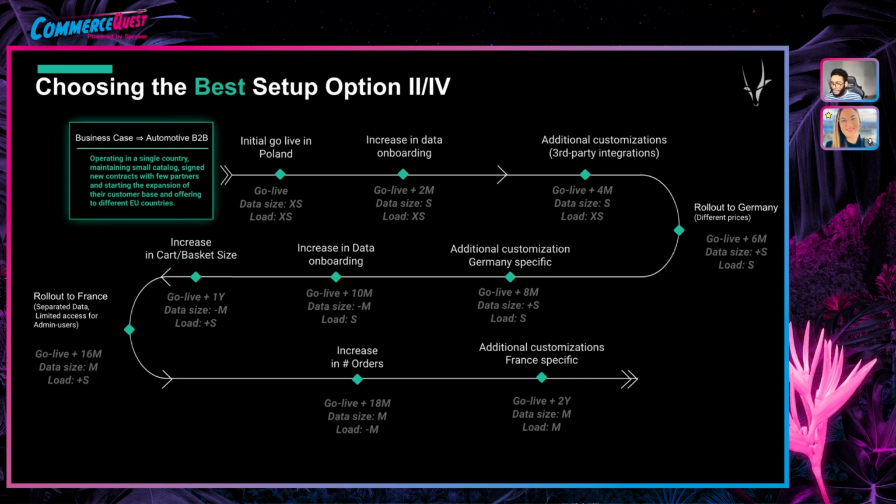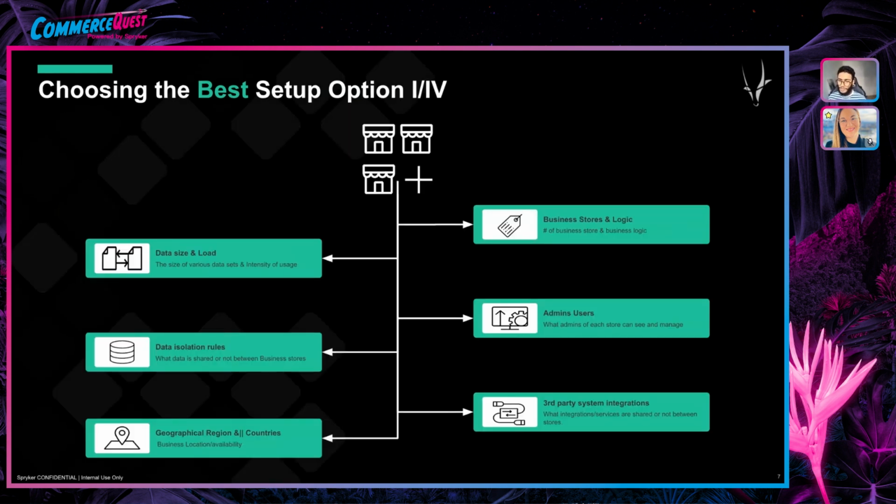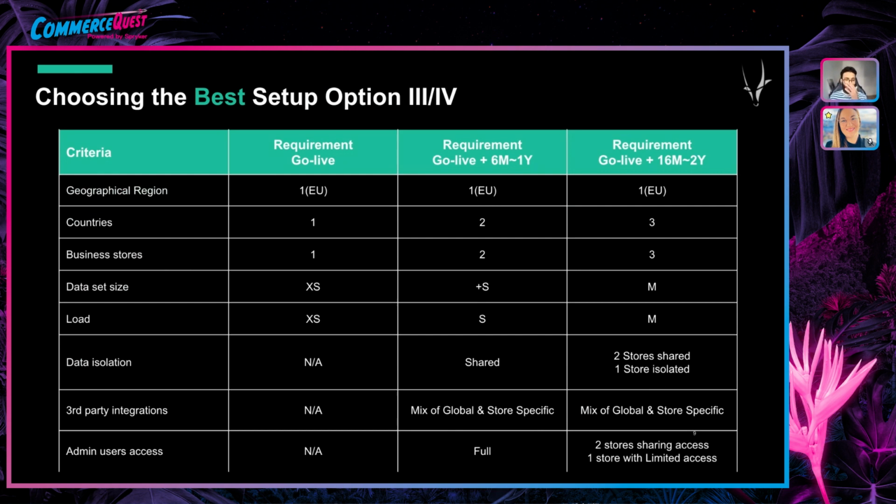Now you have this use case with requirements that are not very clear. You need to map them according to what I mentioned previously. So we take a table and try to do this from a very high level. You have the criteria, you have the requirements at go live, then the requirements at go live plus 6 months to 1 year, and the requirements at go live plus 16 months to 2 years. The region is not changing across all these requirements provided in this use case. The countries are actually increasing. So the first one is 1 country, the second one is 2, and then the last is 3.